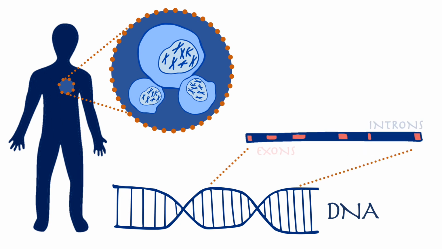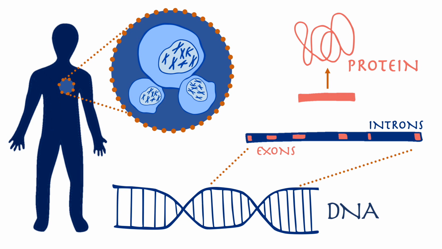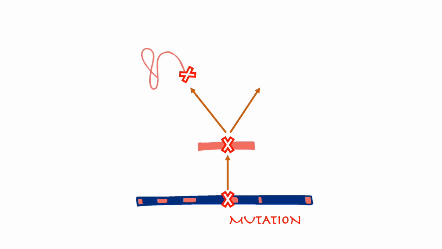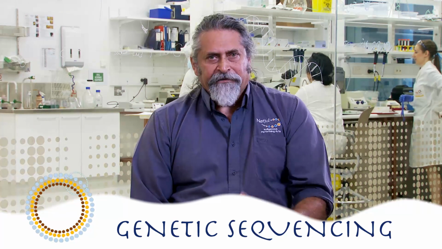Genes are divided into sections called exons and introns. Exons code for the proteins which make up our cells, tissues and organs. If there is a mistake in an exon which affects the quantity or quality of protein, we call that a mutation. In order to find mutations, scientists use clever techniques which allow them to look at the genetic code of genes. These techniques are called genetic sequencing.